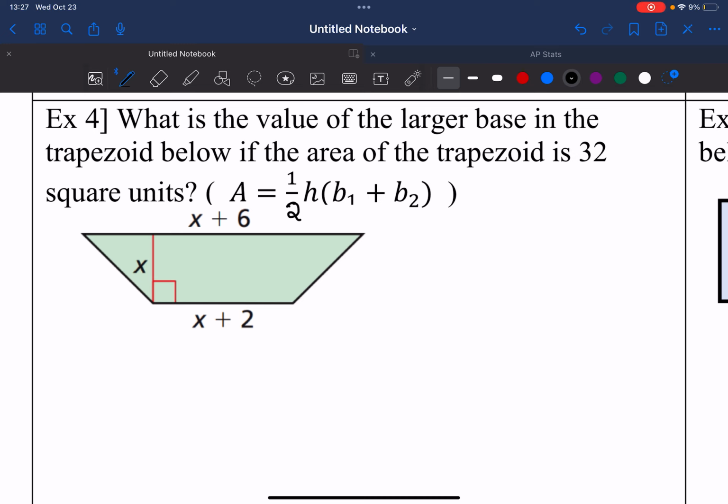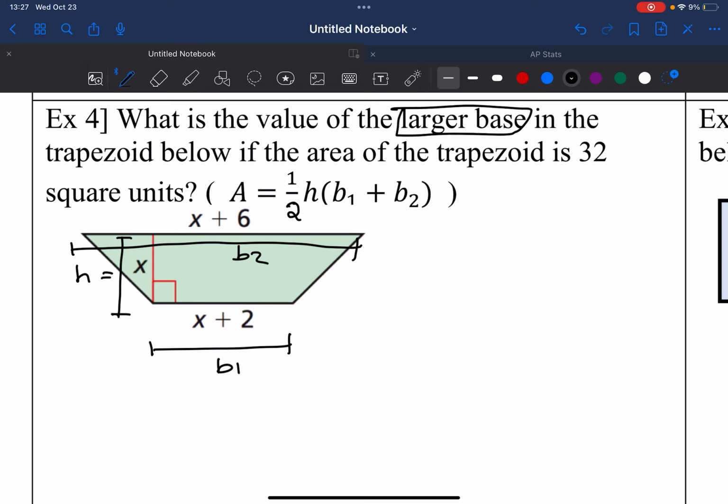Okay? So looking at our trapezoid, it's telling us in our formula that we're going to have base 1 and base 2. Okay, I'm going to go ahead and label this bottom one base 1, and this top one here, I'm going to label it base 2. And then our height is already labeled for us, and that is our x. Okay, and remember, it wants us to find the value of our larger base. So our larger base in this case is going to be b2. Okay, so let's go ahead and set it up.